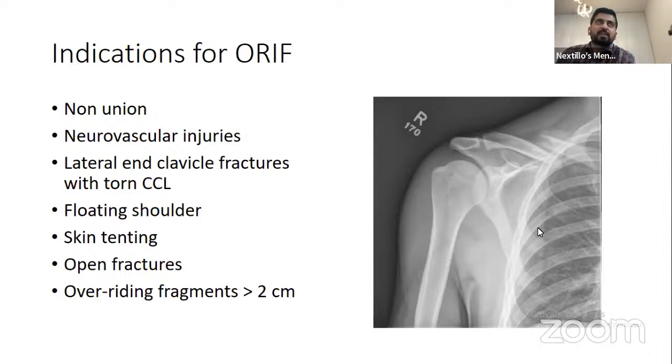Now, open fractures again are an indication for open reduction and fixation. And if the clavicular fragments are overriding by more than 2 centimeters, that is, there is excessive shortening of the clavicle, that is also an indication for open reduction and fixation of the fractures.